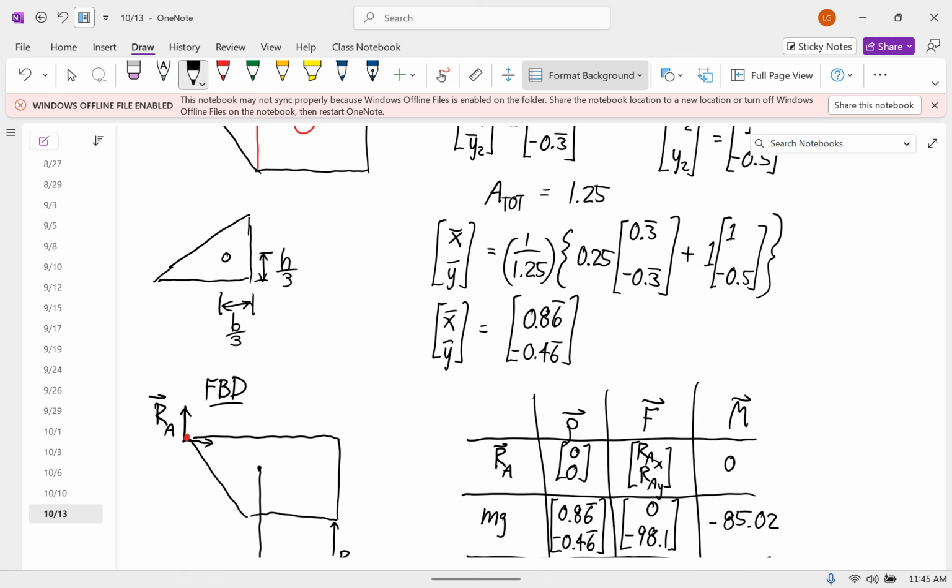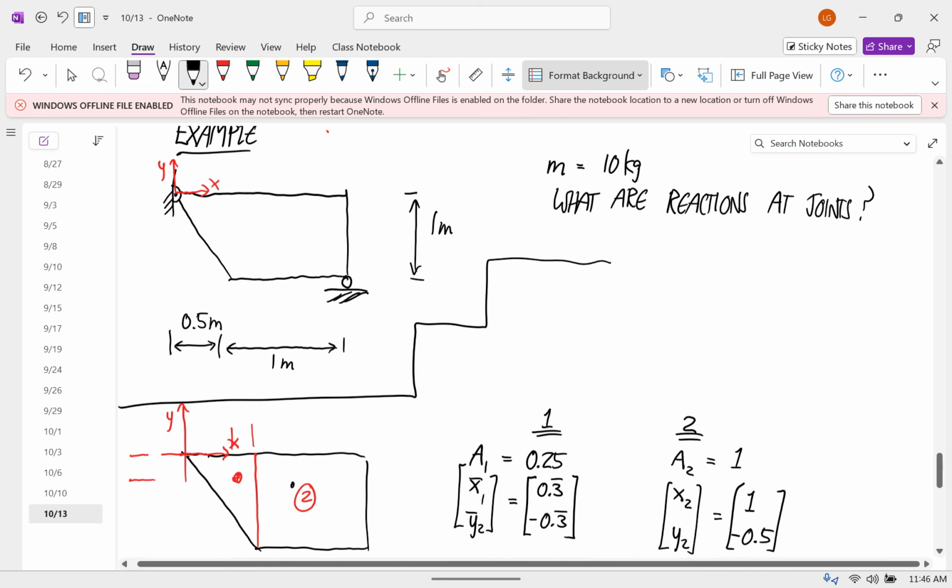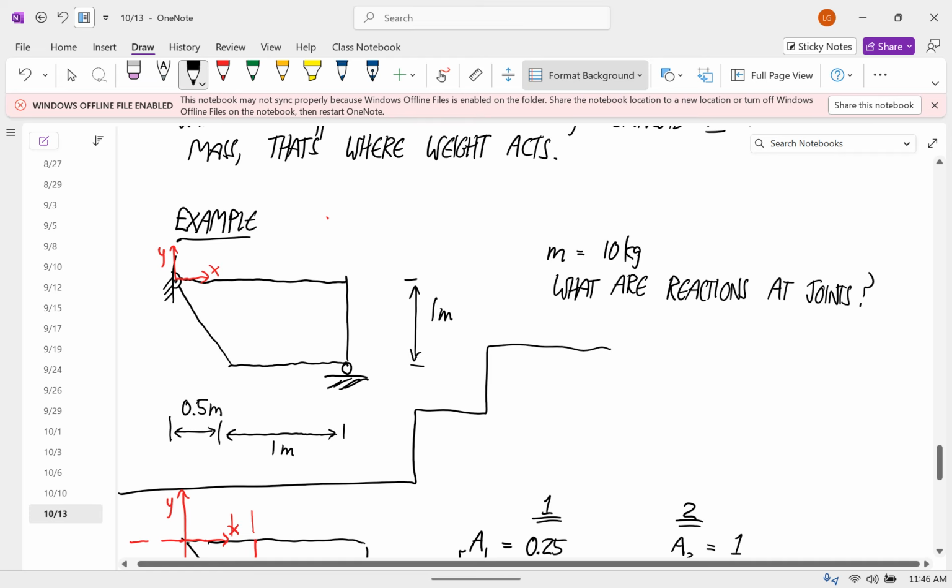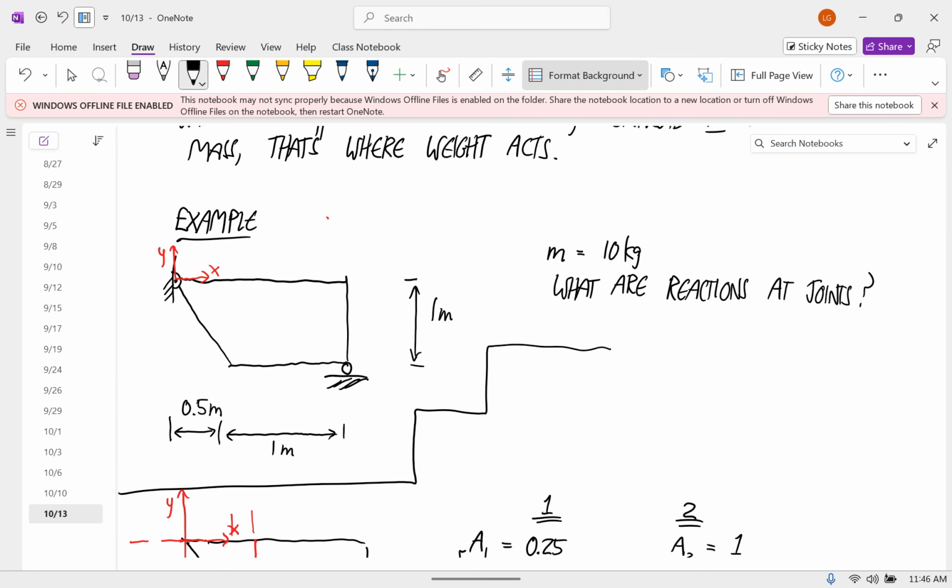So 0.5 was one side and 1 meter was the other? Yes, that's right. Okay. Yeah, so if you look at the dimensions, it's, yeah. Any other questions? Okay, that's all for today.